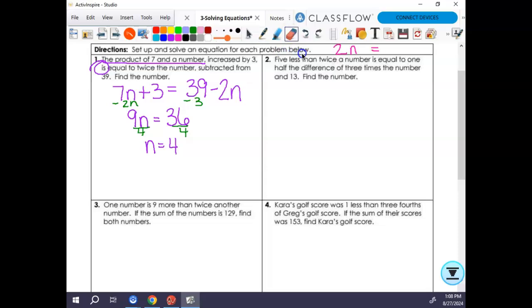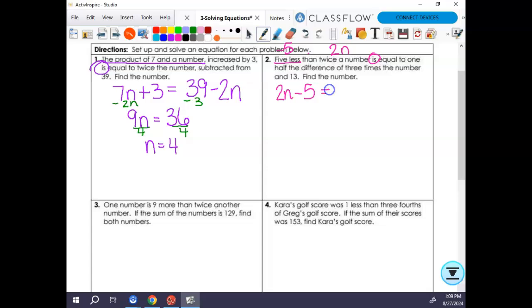This 5 less, if I'm going to have 5 less of something, what am I doing with that 5? Subtracting it, right? If I have $5 less, I subtract the $5, right? So 5 less is really a minus 5. Than means that you kind of flip it around, and then twice the number. So that means I can have 2n minus 5, because the than tells me to kind of switch it around.